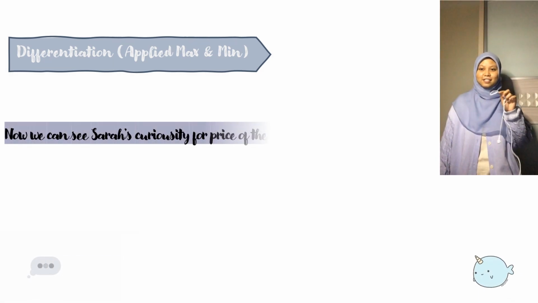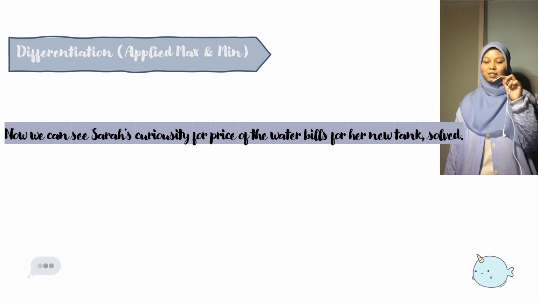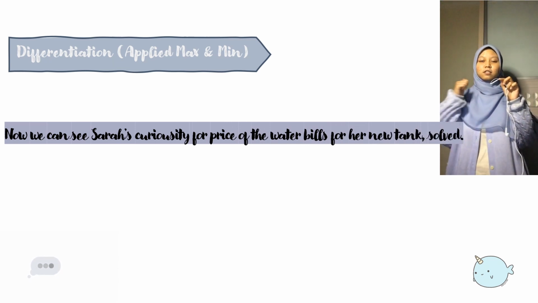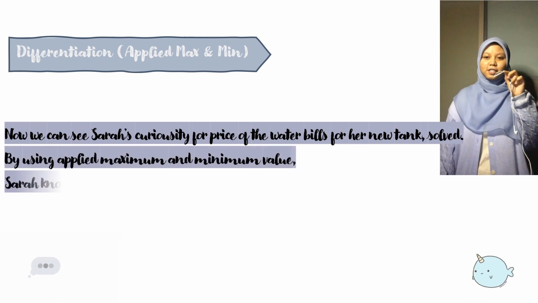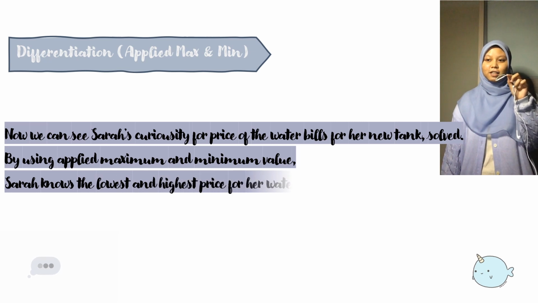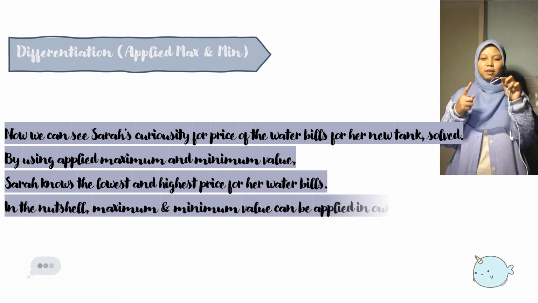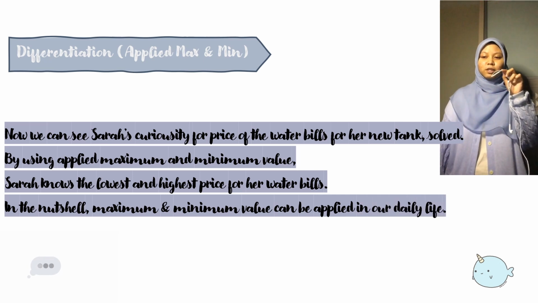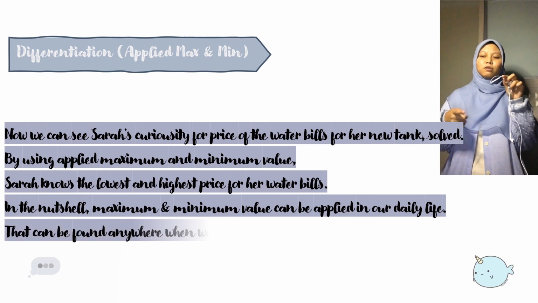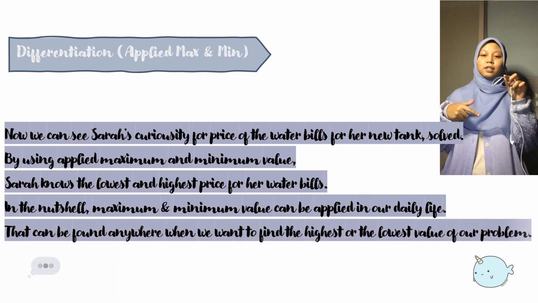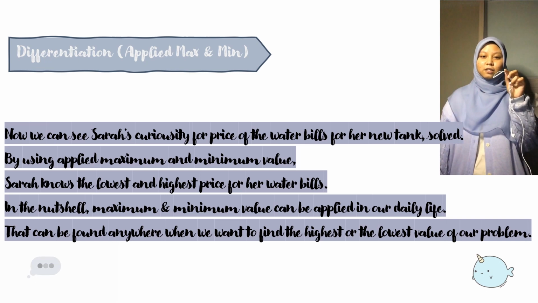Now we can see Sarah's curiosity for the price of the water bills for her new tank is solved. By applying maximum and minimum values, Sarah knows the lowest and the highest price for her water bills. In a nutshell, maximum and minimum values can be applied in our daily life. They can be found anywhere when we want to find the highest and the lowest of our problems. That's all from me.